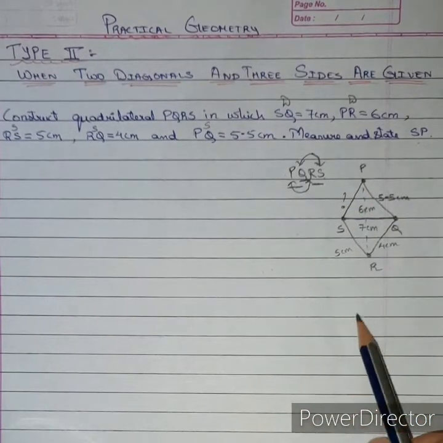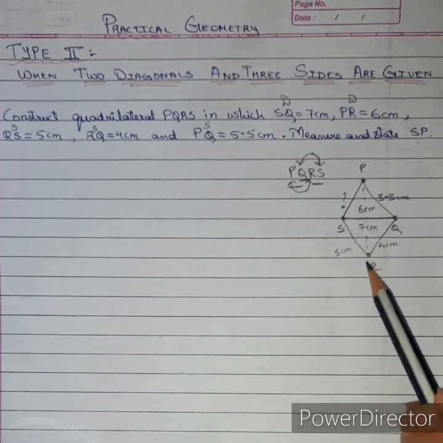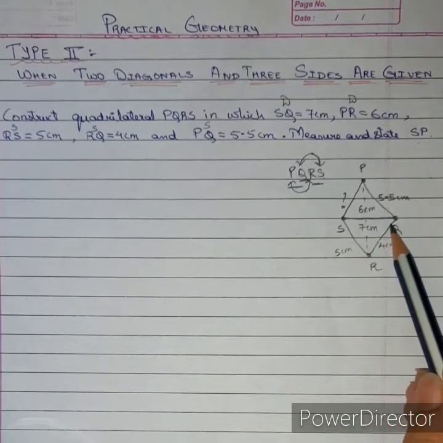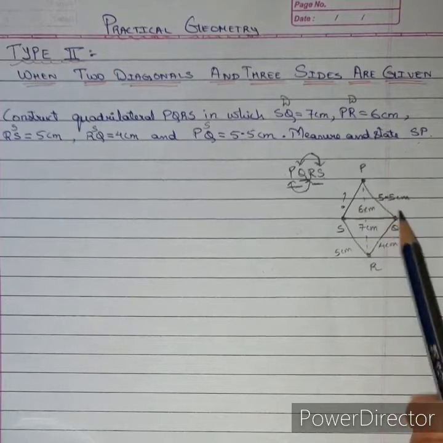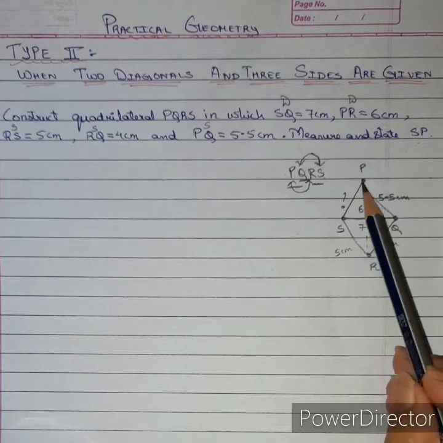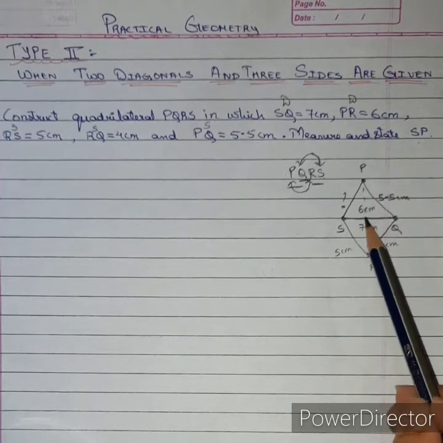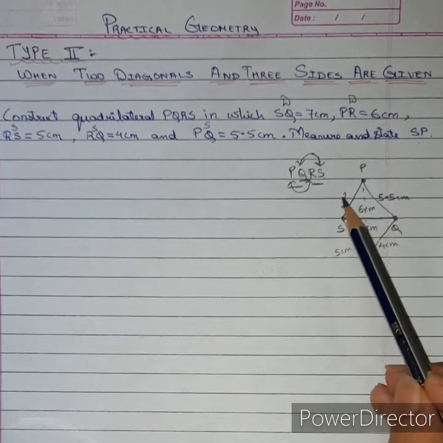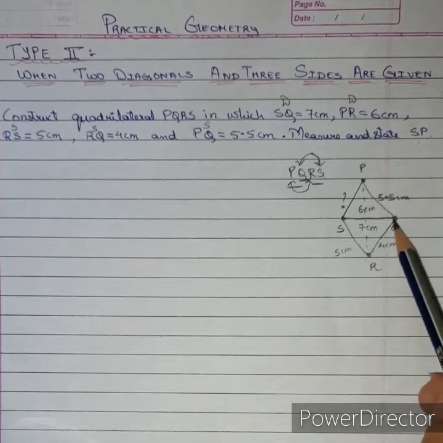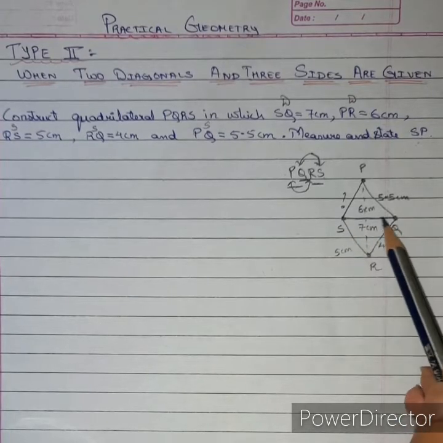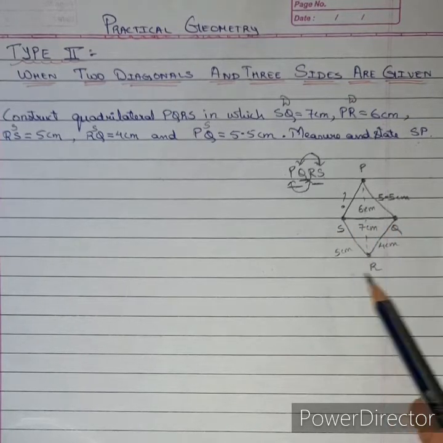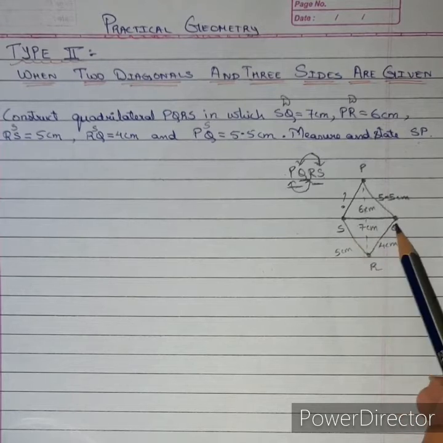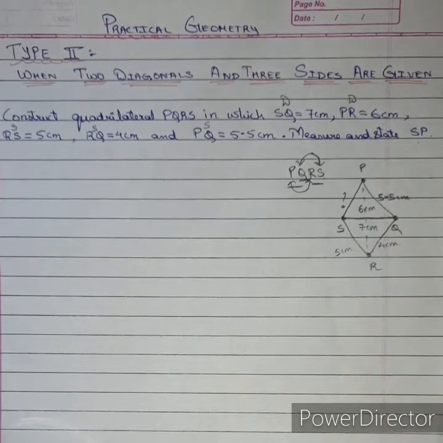So if you see here, this triangle is complete, whereas in this triangle we know only half part or the height of the triangle, that is 6 cm. This side, this base, and this side is not given. So what we can do is we can start with the complete triangle, this one, starting with the diagonal SQ.